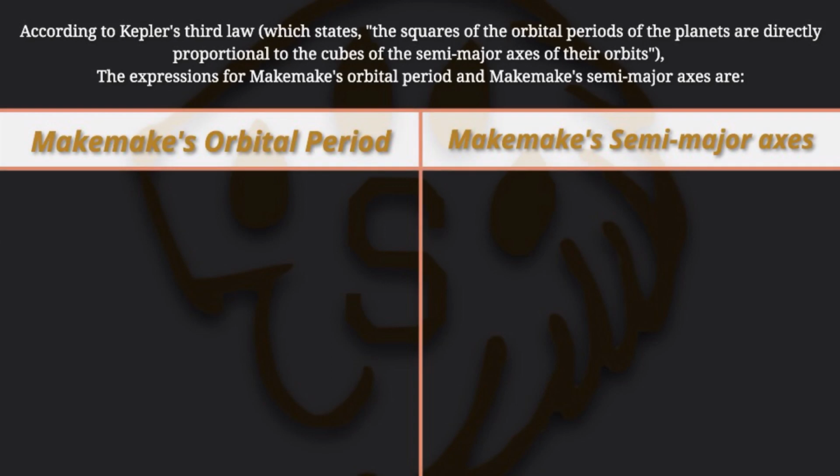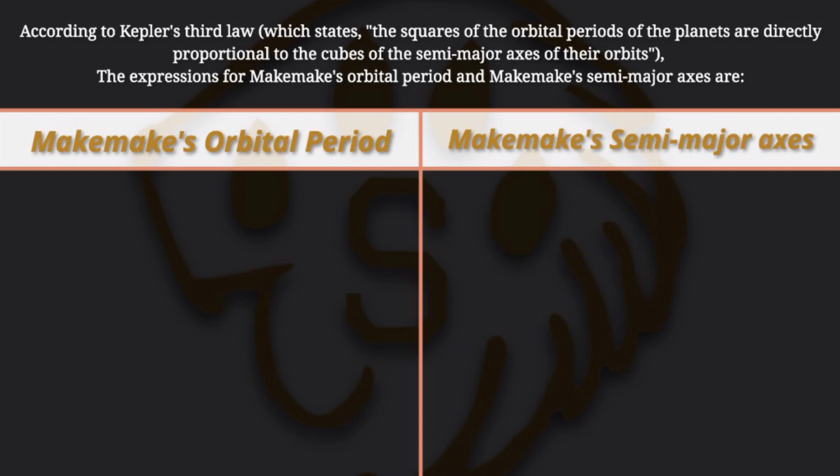In this video, we're going to start by looking at the orbital period and Makemake's semi-major axis, as you can see, which is quite different from what we normally start with. We start with the aphelion and the perihelion, and then we find the semi-major axis and all that. But we're going to start by looking at Kepler's third law, which states the squares of the orbital periods of planets are directly proportional to the cubes of the semi-major axis of their orbits.